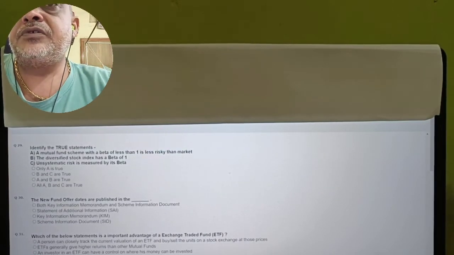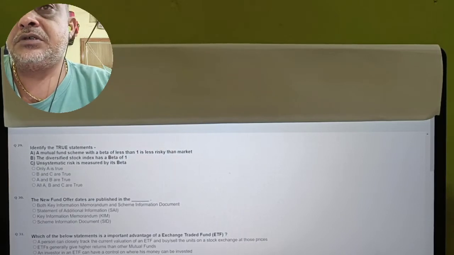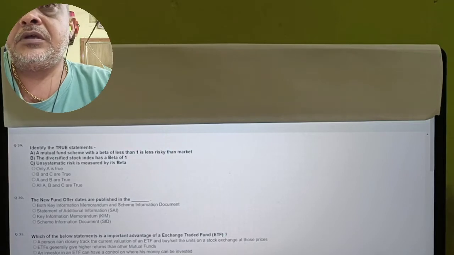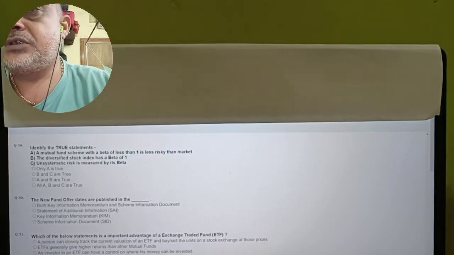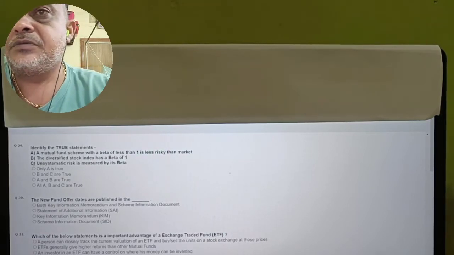Identify the true statement. A mutual fund scheme with a beta of less than 1 is less risky than the market. A diversified stock index has a beta of 1. These both statements I think are true. Unsystematic risk is a measure of beta. This is false. Systematic risk is a measure of beta.